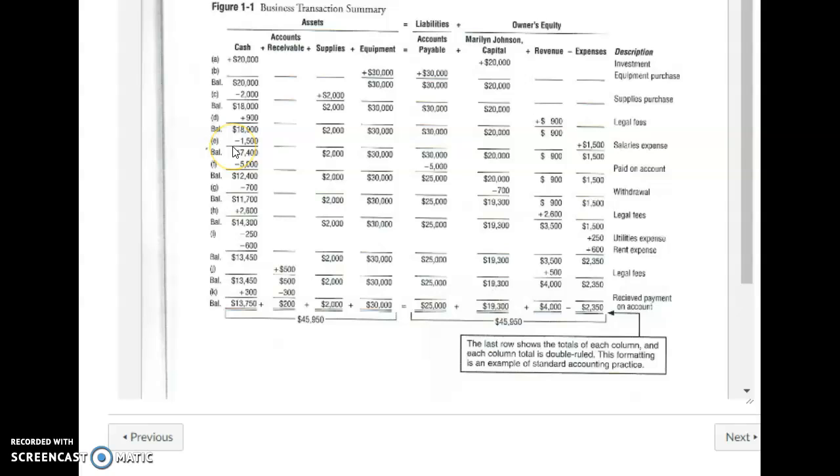The next one is they paid salaries. So you decrease cash because you have paid salaries, and then you are increasing your expenses. Now notice that this is a plus, but up here this is a minus. So you're going to subtract the expense, but you just increase your expenses so you can have a record of how many expenses you will have. So anyway, that is what this is.